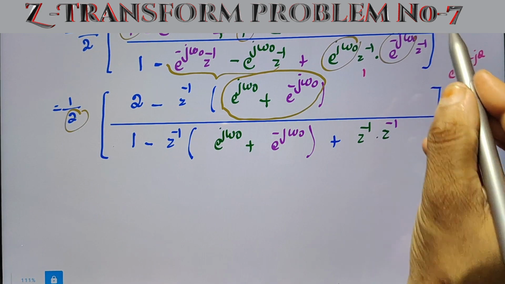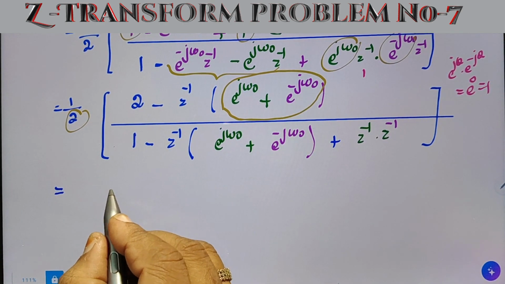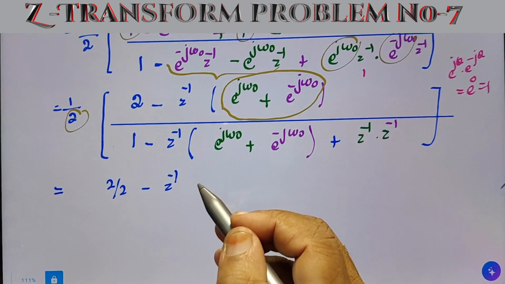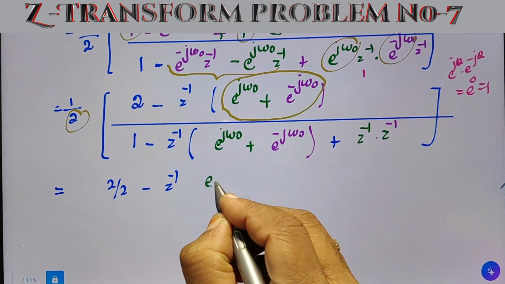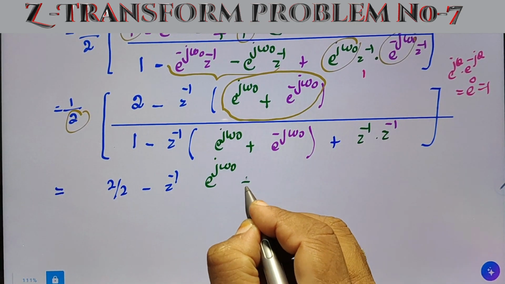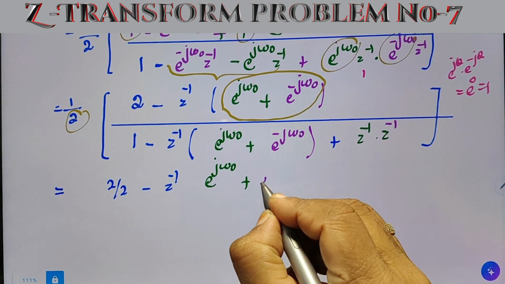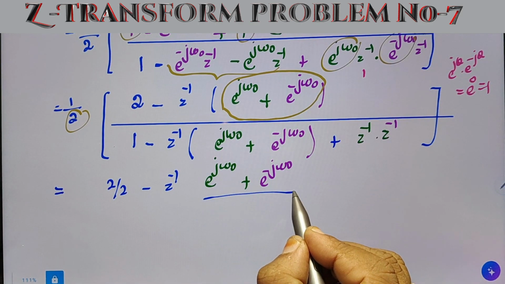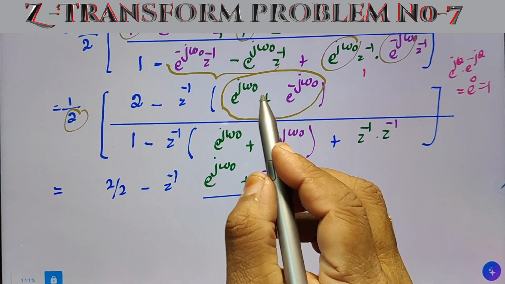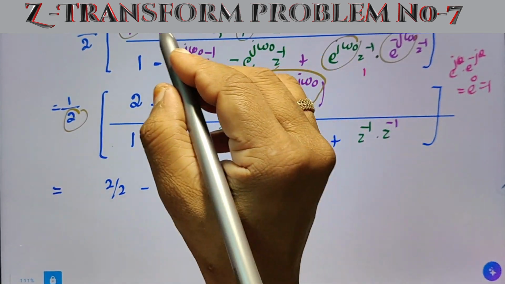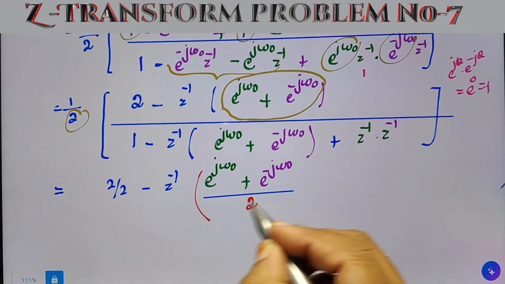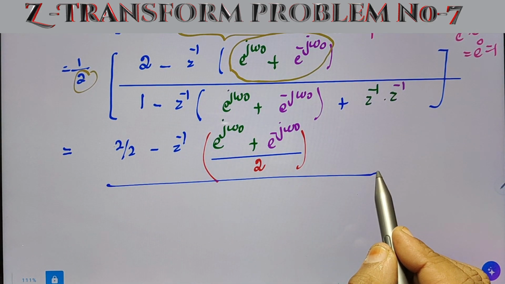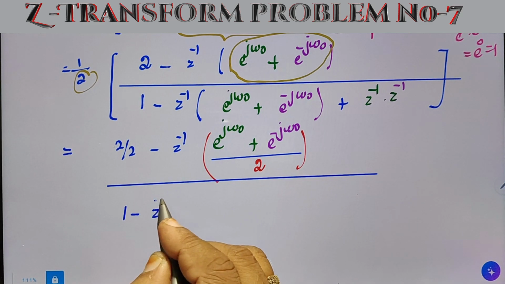Okay, for the next line, equal to 2 by 2 minus z inverse, the whole, here write the term e power j omega naught plus e power minus j omega naught, the whole divided by the divided term. Next, close the bracket, then write the denominator term 1 minus z inverse.